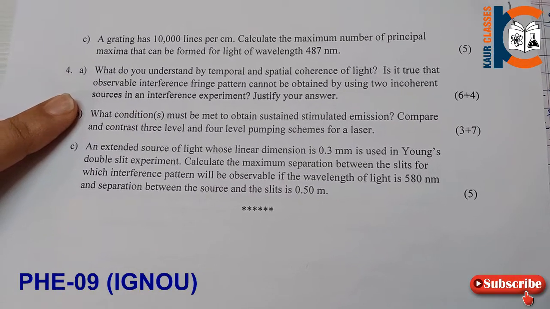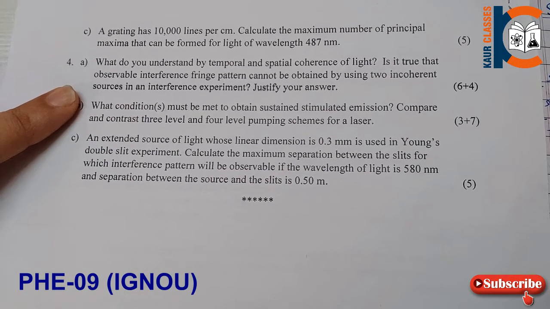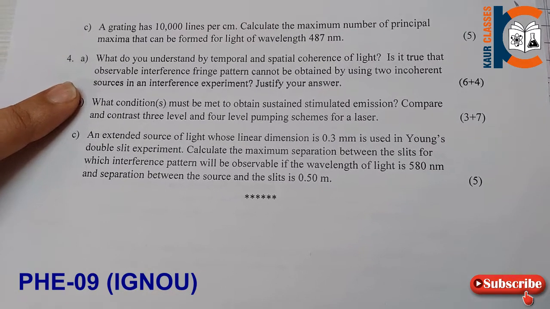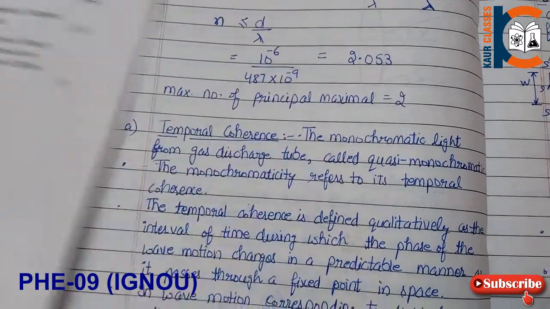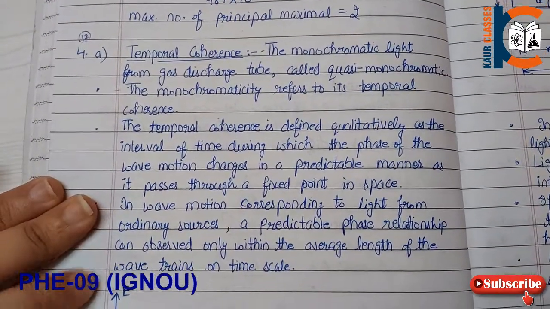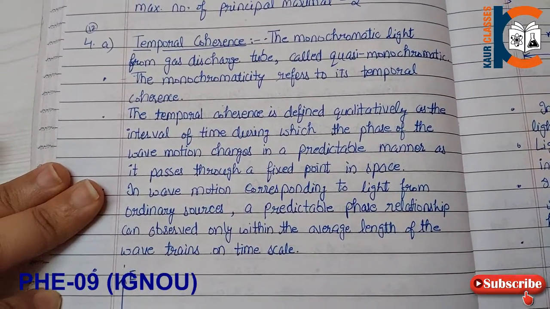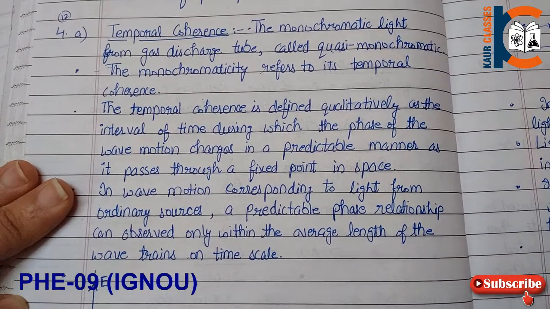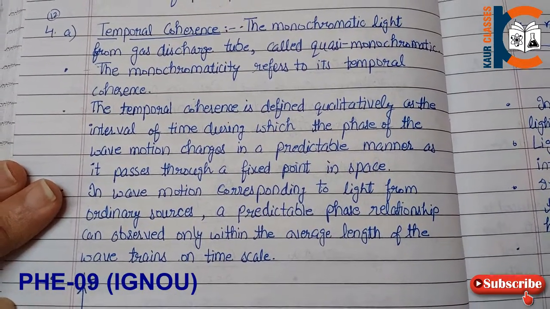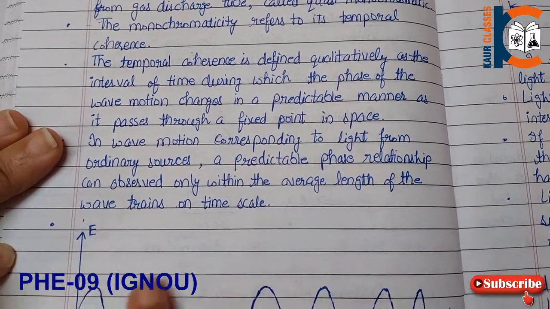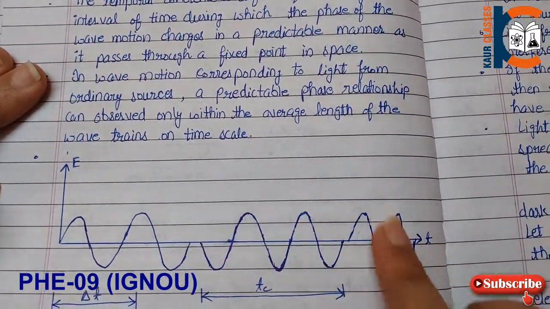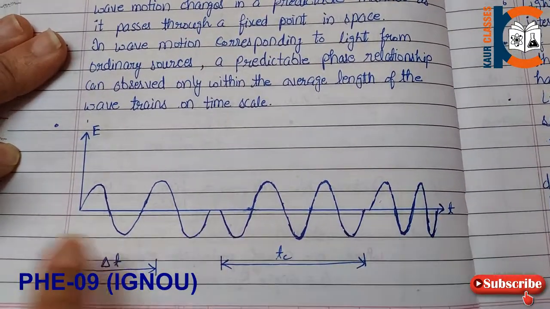Is it true that an observable interference fringe pattern cannot be obtained by using two incoherent sources in an interference experiment? Justify your answer. Temporal coherence is qualitatively calculated as the interval of time during which the phase of the wave motion changes in a predictable manner as it passes through a fixed point.